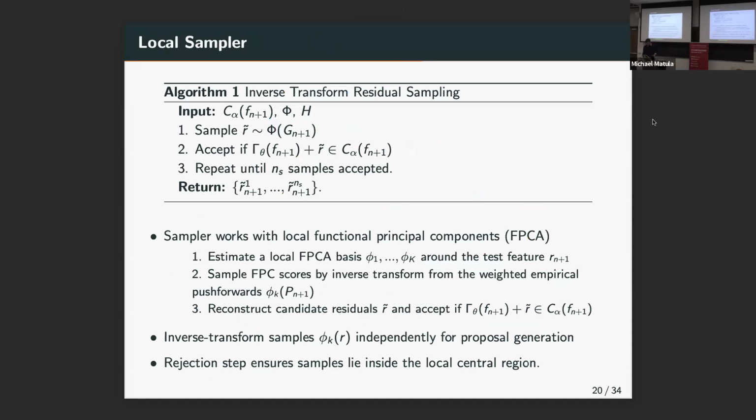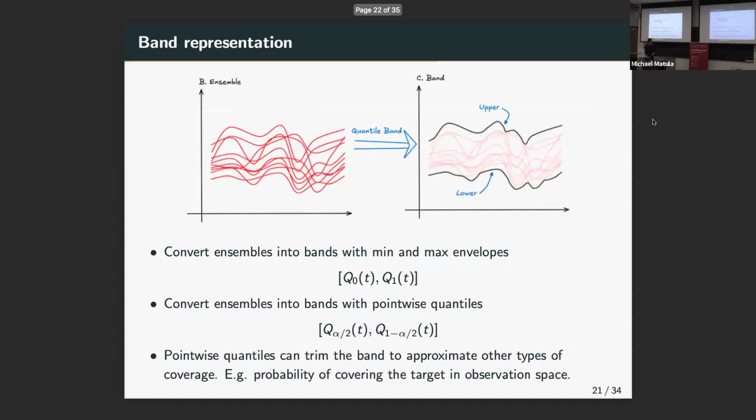I will skip over this component here because this is just describing how we're going to sample the data. Basically, we're going to estimate some local functional principal components, sample along the components, and then as long as those sampled functions, after we back transform them, are inside the prediction set, we'll keep them and add them to the ensemble. All the localization for the functional principal components is purely so we have a high acceptance rate. So we estimate some distribution at least somewhat close.